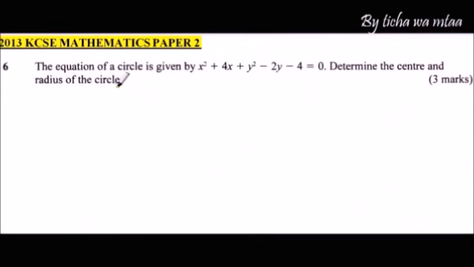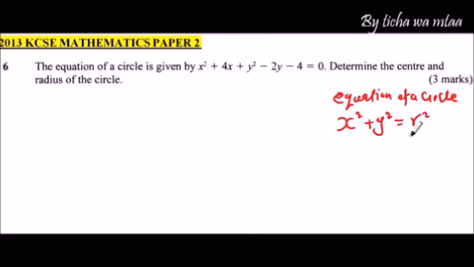Question number 6. The equation of a circle is given by x squared plus 4x plus y squared minus 2y minus 4 is equal to 0. Determine the center and the radius of the circle. So before we go to this question, we need to understand the equation of a circle. We have x squared plus y squared is equal to r squared, where r is the radius of the circle. This is when the center of the circle is at (0, 0), or what we refer to as the origin.